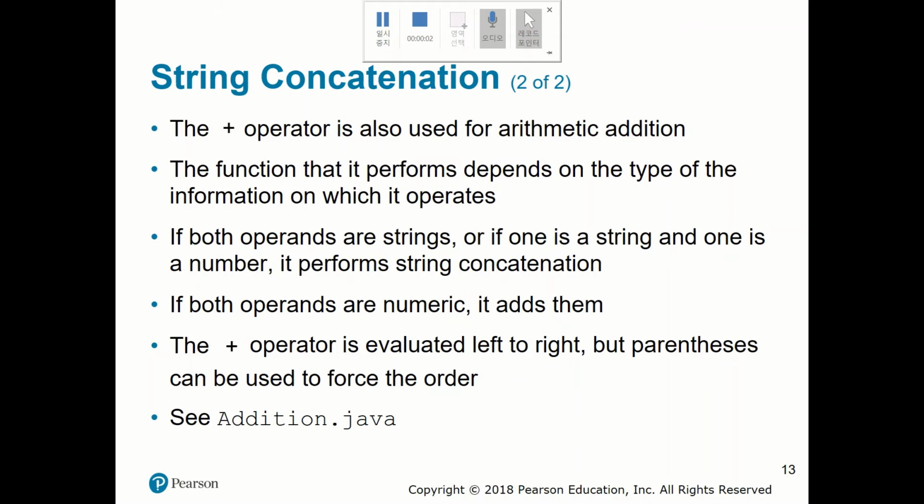You know that a plus operator is also used for arithmetic addition. The function that it performs depends on the type of the information on which it operates. If both operands are strings, or if one is a string and one is a number, it performs string concatenation. If both operands are numeric, it adds them. The plus operator is evaluated left to right, but parentheses can be used to force the order. I'll provide some examples of mine and from the textbook. So Addition.java is an example from the textbook we will see shortly.